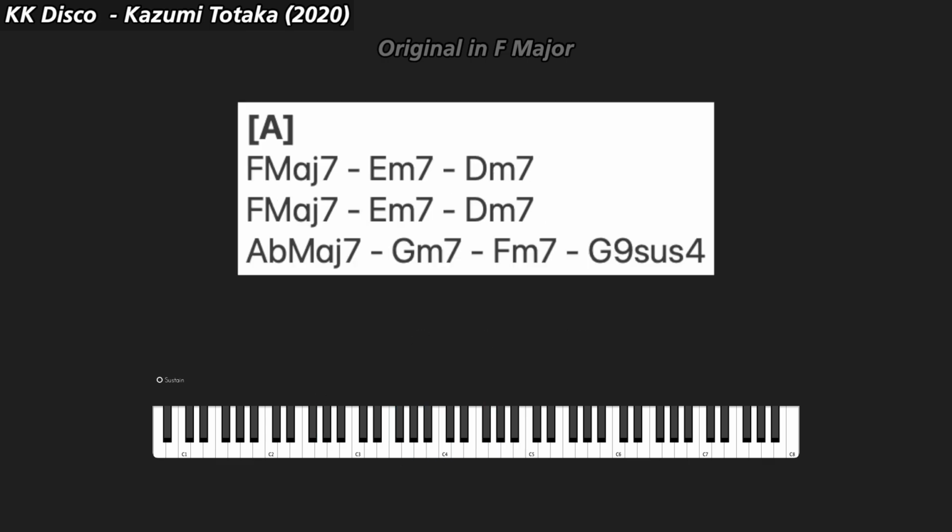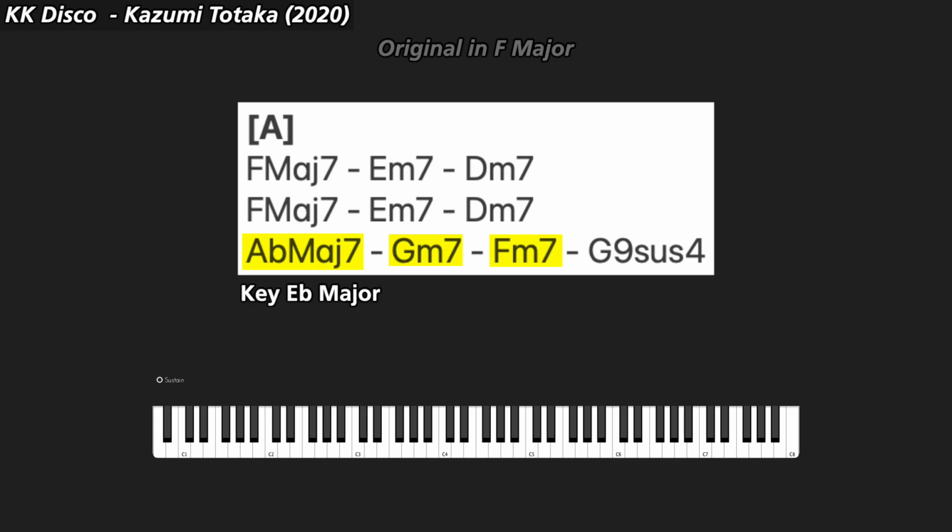Here's the A section. It's a very disco sound. It's a 4-3-2 walk down using 7th chords. You got your major 7 and then 2 minor 7s. We play it 3 times. The third time we take it up to the 4-3-2 in the key of E flat.